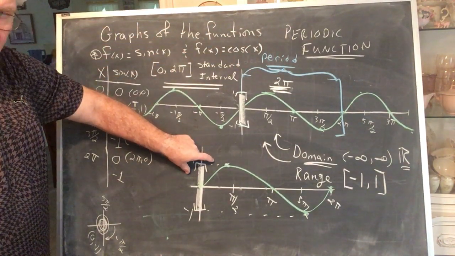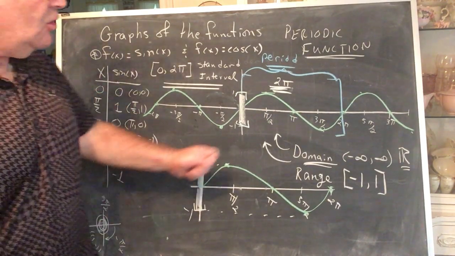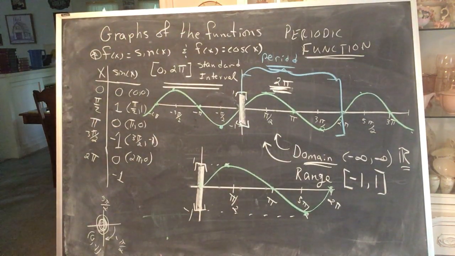This is the standard interval graph. Just one period of the function. The domain is all the real numbers. The range is from -1 to 1. So that's the description of the basic shape graph of the sine curve.